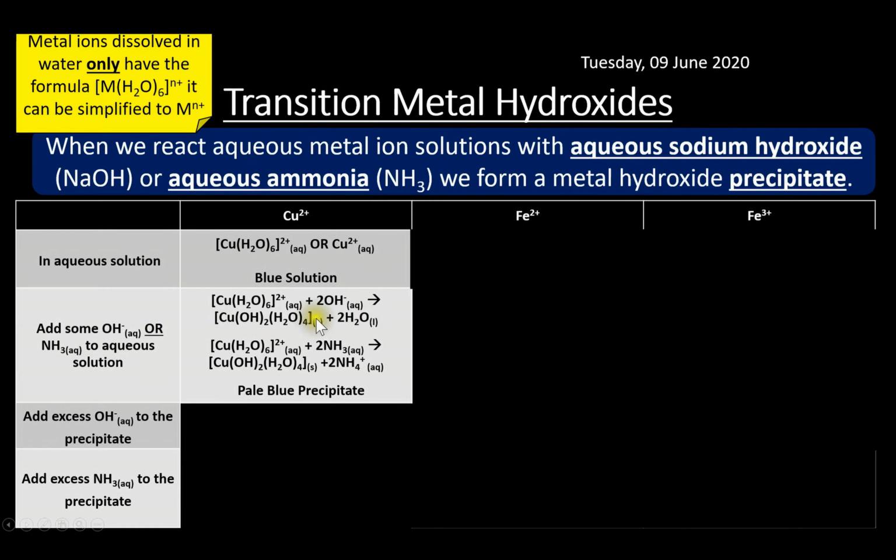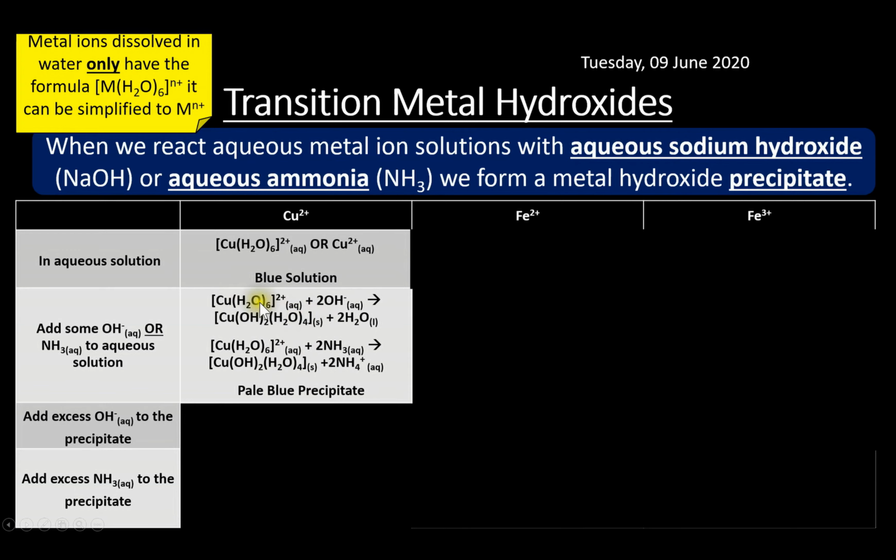The reason why we form a precipitate with either of them is because the complex is now neutral, so it doesn't have a charge. Notice none of these, whether it's ammonia or hydroxide, has a charge. Because it doesn't have a charge, it'll form a solid, so it precipitates out, as you can see there. So this is a blue or pale blue precipitate that is formed here.